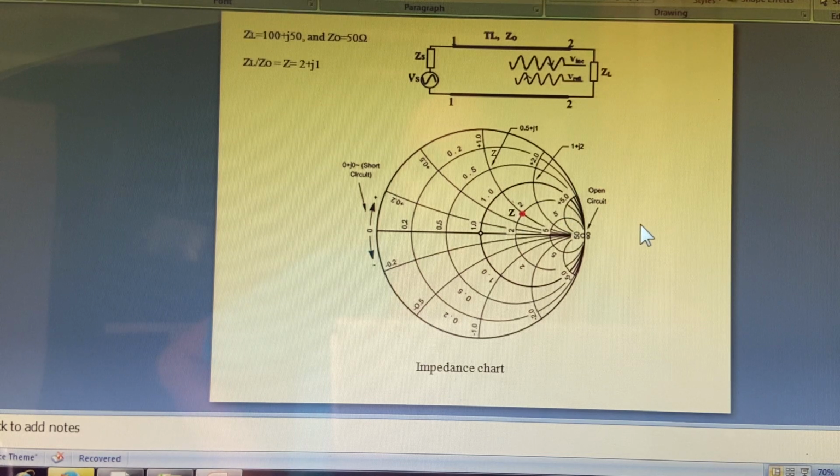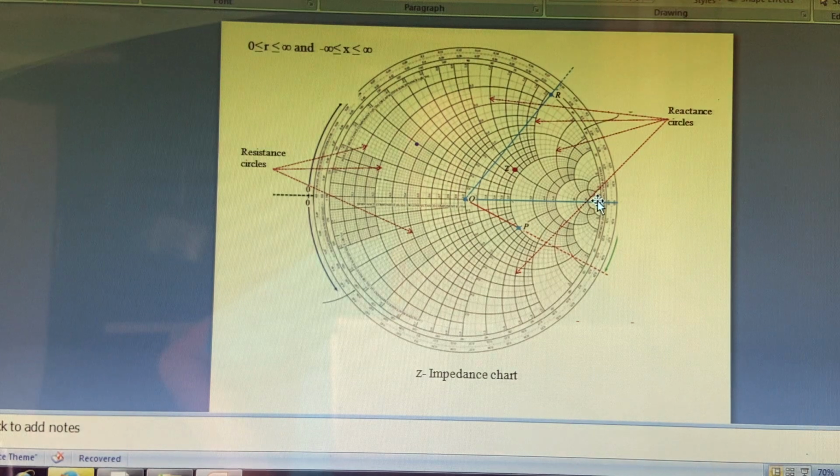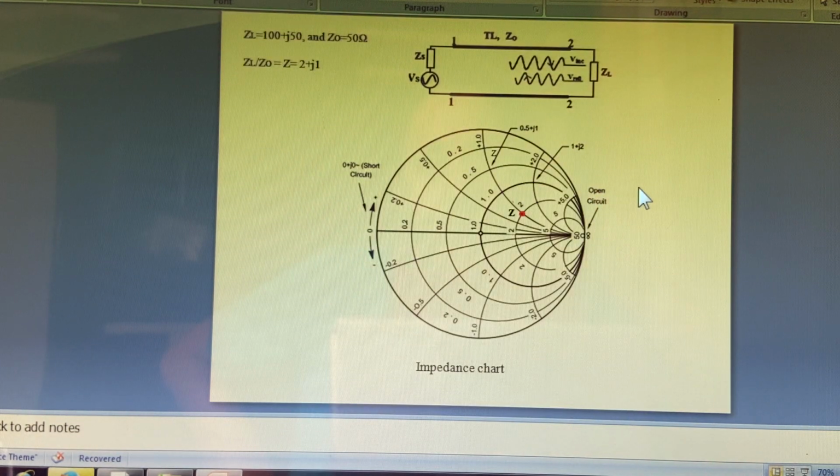Okay, and in this Z chart, we can mark the impedance. The impedance means reactance circles and a resistance circle. They are the normalized reactance and normalized resistance. If you know the load impedance, for example, load ZL is connected to the transmission line, which has a characteristic impedance Z0, and ZL is equal to 100 plus j50, and Z0 is equal to 50 ohm, you get a normalized impedance like this. This is the normalized impedance 2 plus j1.